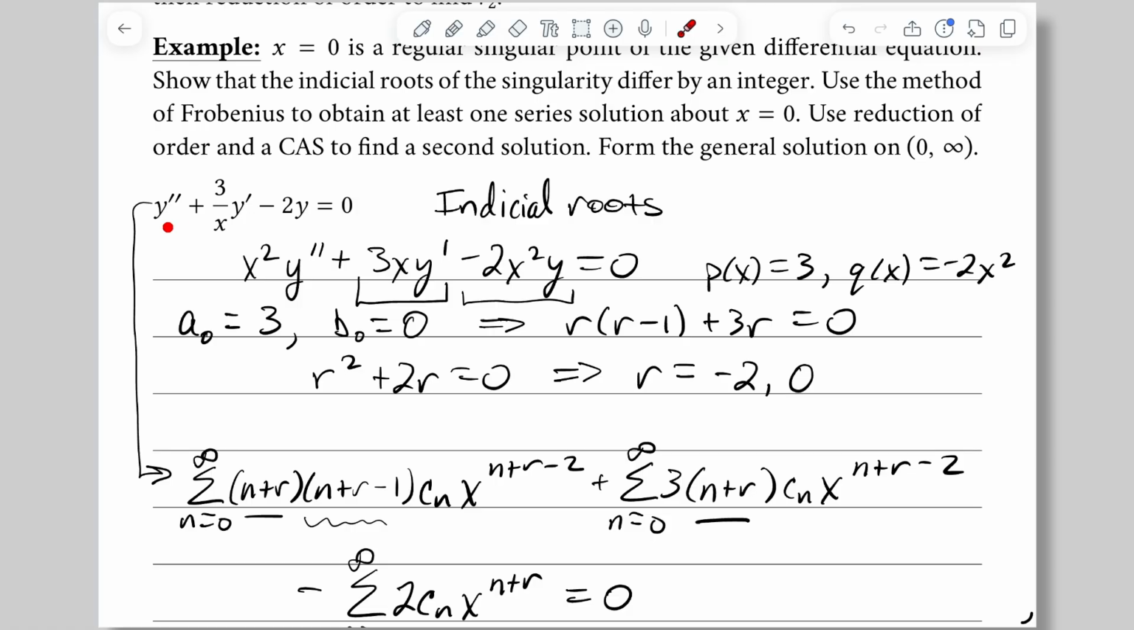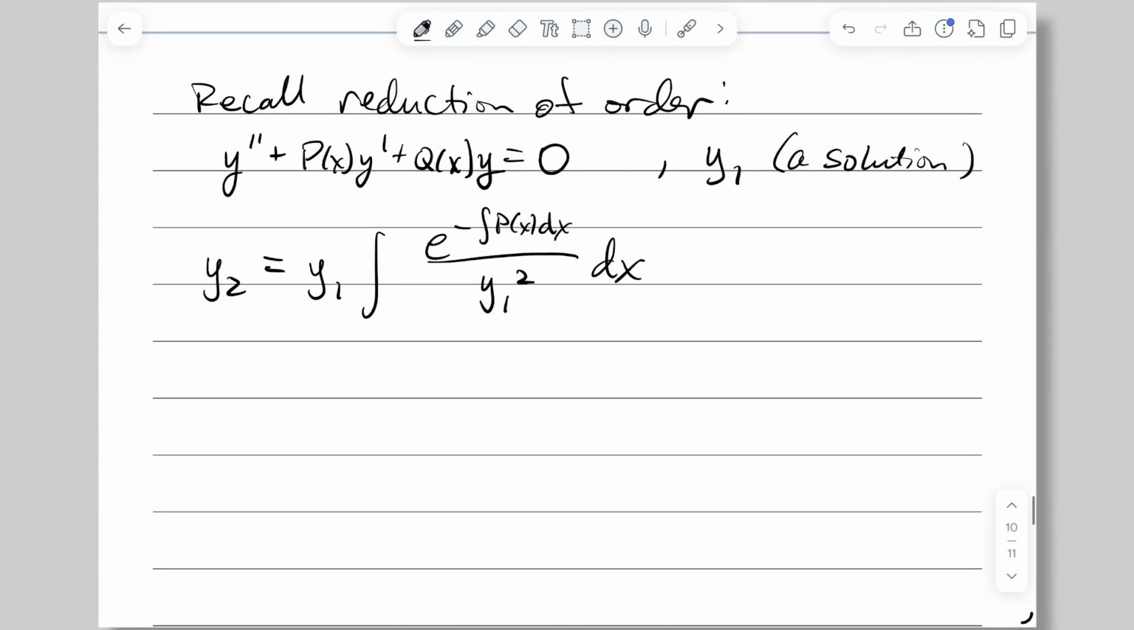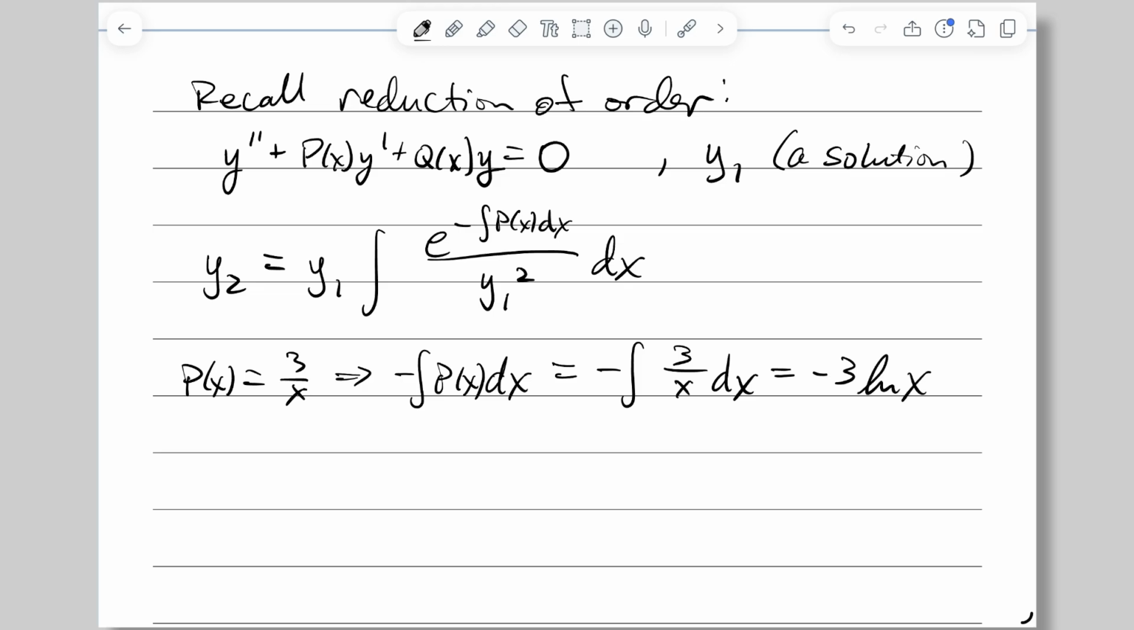Our original equation was in standard form, and we see that uppercase P of x is equal to 3 over x. So, since P of x is equal to 3 over x, we have that the negative integral of P of x dx is equal to negative of the integral of 3 over x dx, which is negative 3 times the natural log of x.